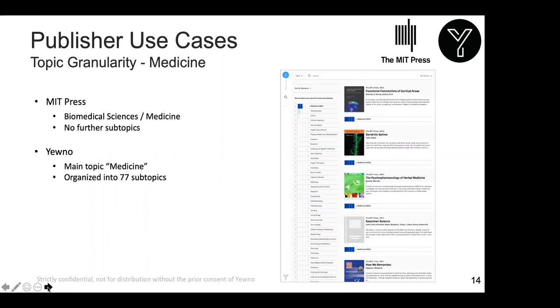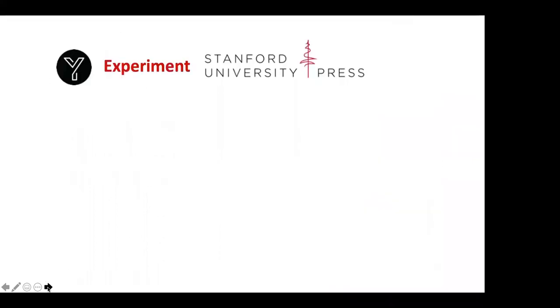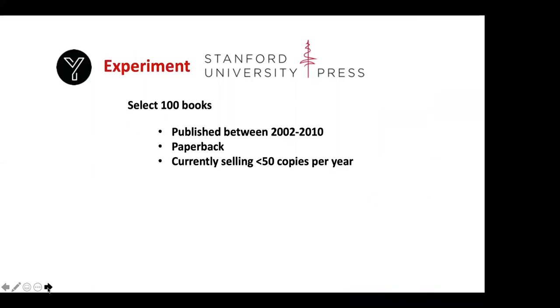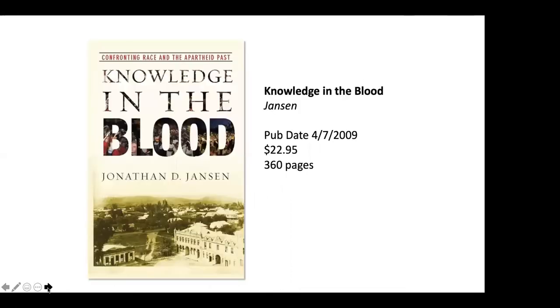And then the final example is really focused on backlist and actually driving sales. So we did an experiment with Stanford University Press, and we deliberately selected books that were not going to be influenced by any external factors. And we replaced the BISAC codes, so however many there were, in some cases 1, we replaced them with 3, and then we updated all of the keywords. So the example I'm going to use is a book called Knowledge in the Blood, which was published in 2009.